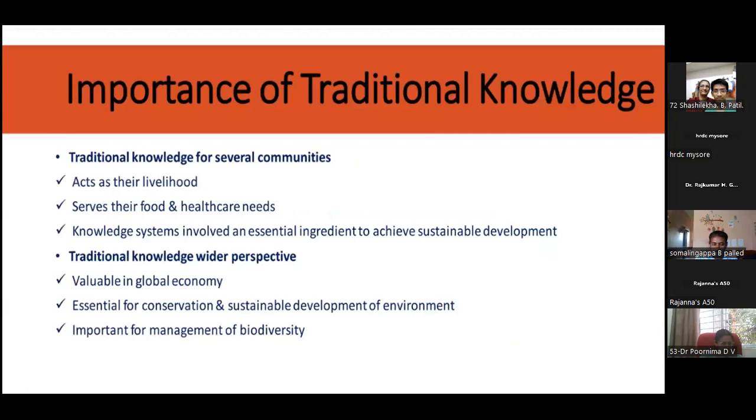What is the importance of traditional knowledge? Traditional knowledge for several communities acts as their livelihood, and serves food and healthcare needs. It also provides knowledge systems as an essential ingredient to achieve sustainable development. In a wider perspective, it is a valuable global economy, essential for conservation and sustainable development of the environment. It is also important for the management of biodiversity.